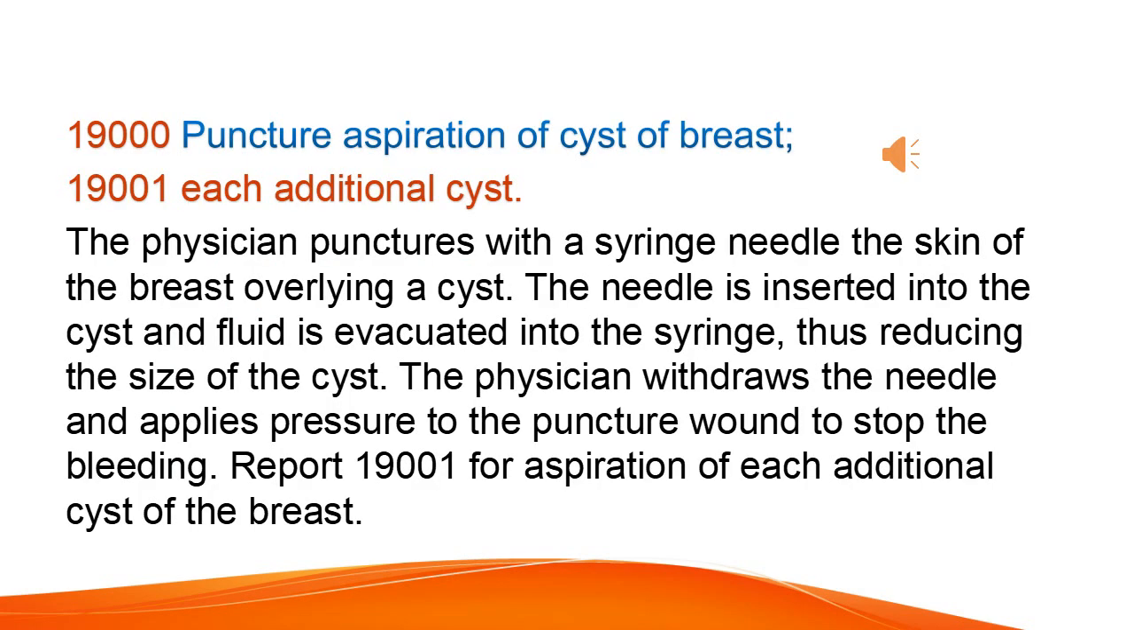Puncture aspiration of cyst of breast. Each additional cyst. The physician punctures with a syringe needle the skin of the breast overlying a cyst. The needle is inserted into the cyst and fluid is evacuated into the syringe, thus reducing the size of the cyst. The physician withdraws the needle and applies pressure to the puncture wound to stop the bleeding. Report 19001 for aspiration of each additional cyst of the breast.